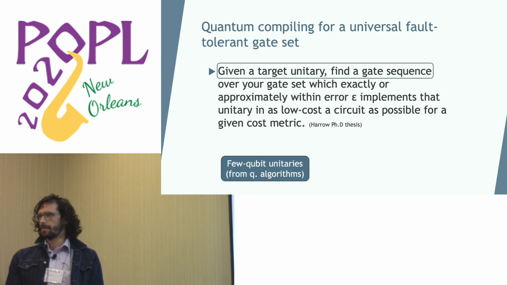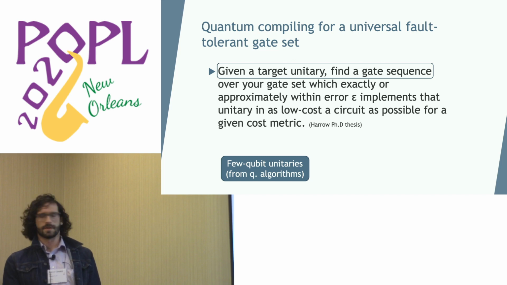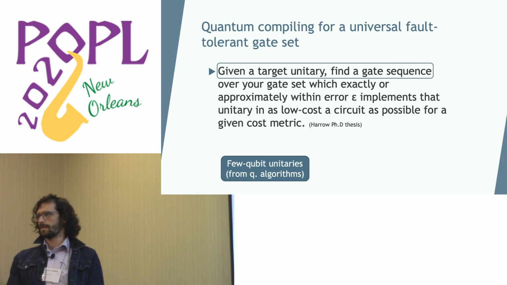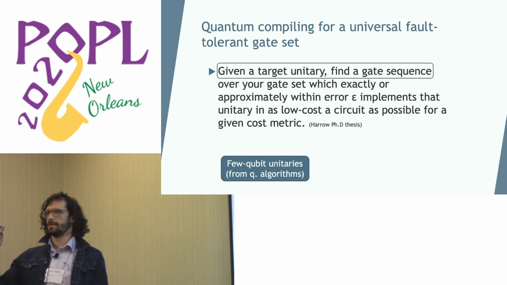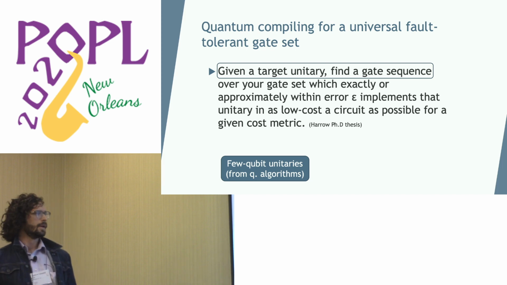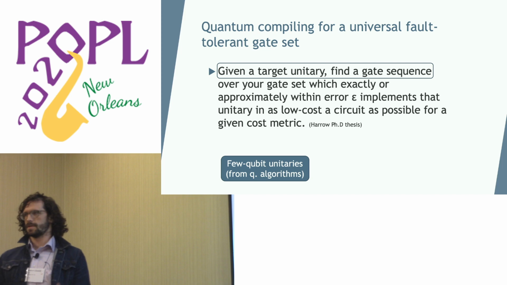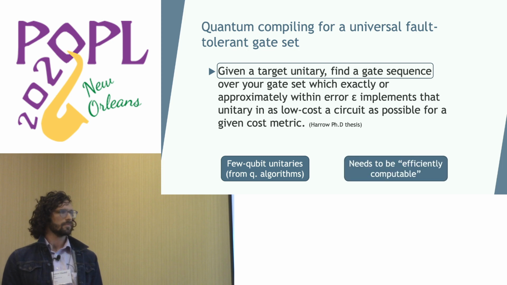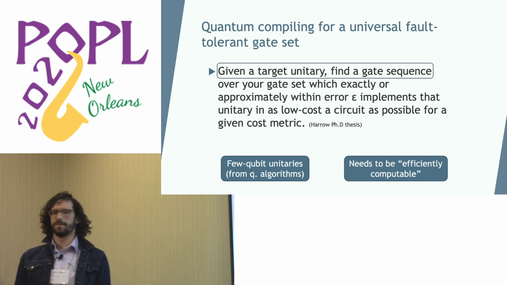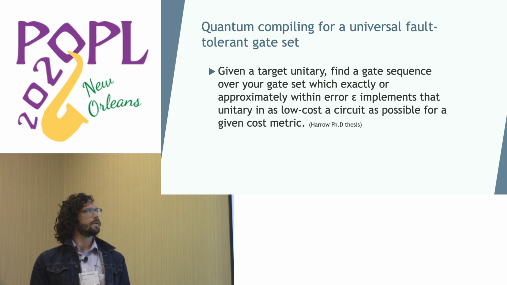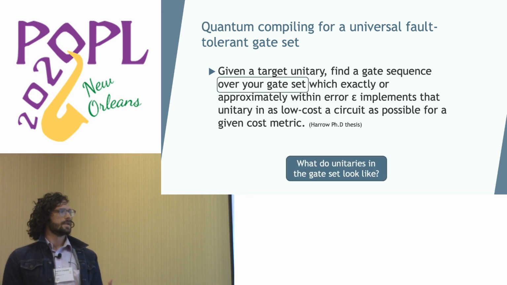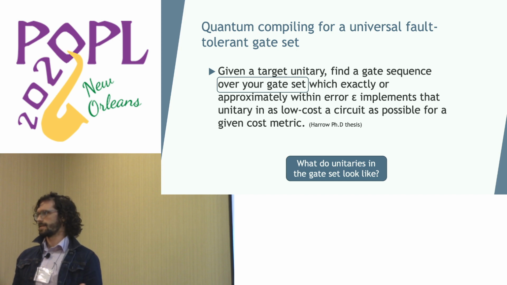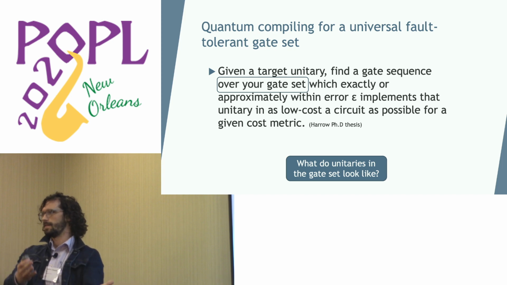Basically, the unitaries we're talking about synthesizing here are typically few-qubit unitaries. And the reason for that is even specifying a 10,000-qubit unitary is not really a feasible thing unless you can write it in some very special form. And also quantum algorithms give us unitaries typically packaged into small, few-qubit circuits. And so by find, I mean it needs to be efficiently computable as well. So over your gate set, what do the unitaries in your fault-tolerant gate set actually look like? You need to know whether some unitary handed to you is in some gate set or not.